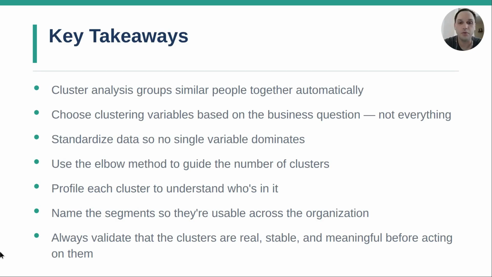Use the elbow method to guide the number of clusters rather than picking a number at random. Profile each cluster thoroughly so you understand who's in it before you name it. Name the segments in a way that makes them immediately understandable across the organization. And always validate. Check that the clusters are stable, intuitive, and meaningfully different on variables you didn't cluster on before you invest in acting on them.